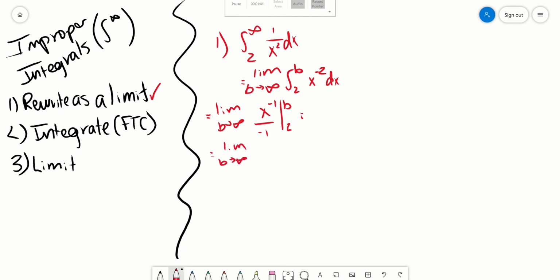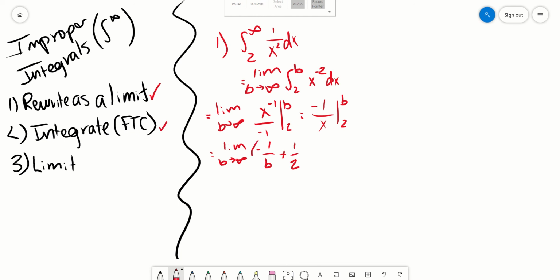I would say just rewrite this as negative 1 over x to make things simpler, and we evaluate from 2 to b. So the first one we plug in is b, minus the second one we plug in is 2, so negative 1 over 2. So we integrated. Now we evaluate the limit.